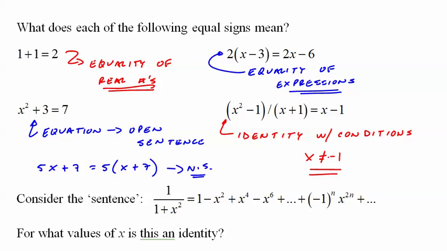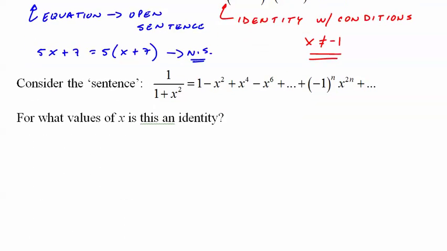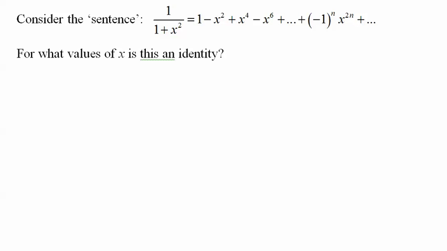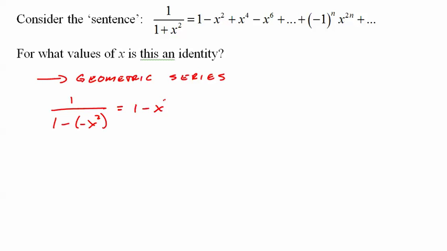So here's the sentence. 1 over 1 plus x squared equals yada, yada, yada. This is a geometric series, which is the first thing we should worry about today. If we know it's a geometric series, then we say, oh, it's 1 over 1 minus something. In this case, that's negative x squared, equals 1 minus x squared plus x to the 4th minus dot, dot, dot.